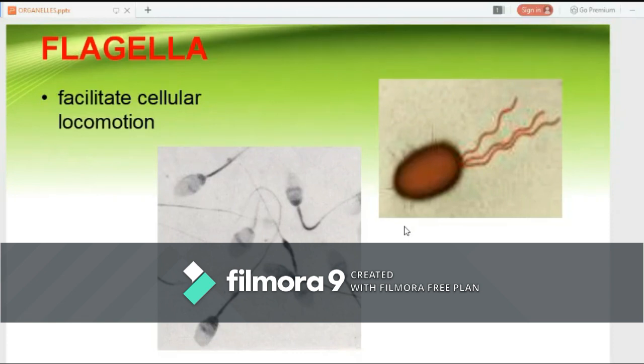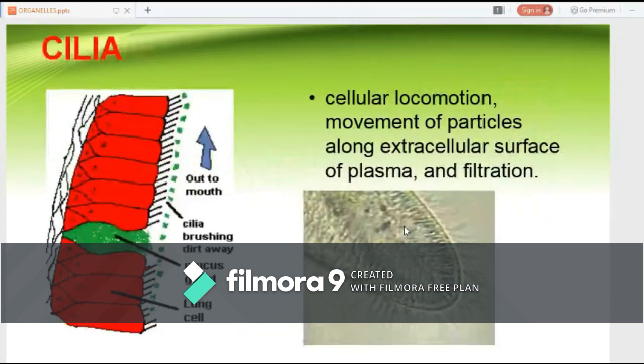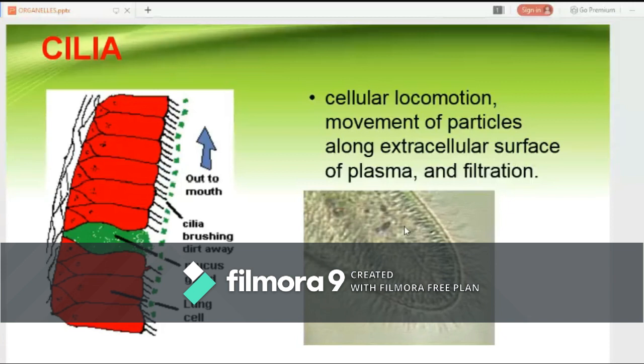Cilia, on the other hand, are hair-like structures that are used to move entire cells or substances along the outer surface of the cell. They are usually found lining the fallopian tube, lining the respiratory tract, where they trap particulate matter and move it toward your nostrils, and in some protists and bacteria.